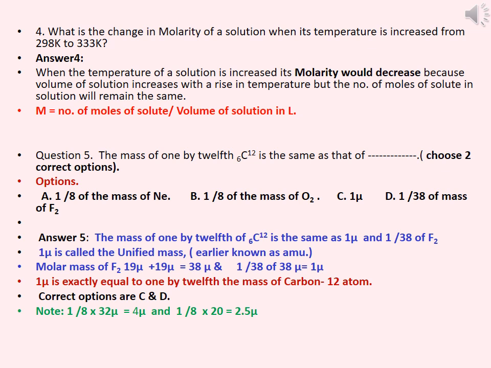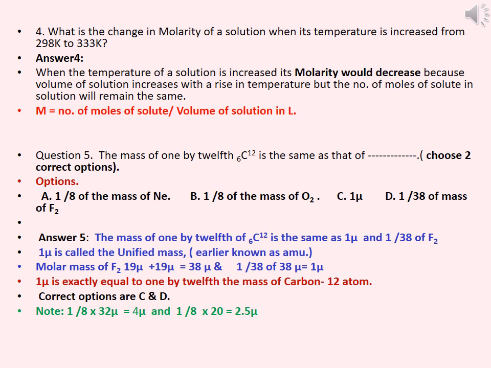Earlier, we used the term AMU, atomic mass unit, 1 atomic mass unit, or 38 atomic mass unit, or 19 atomic mass unit. But now it has been replaced by mu, unified mass. So 1 mu is equal to 1/12th of the mass of 6 carbon 12.